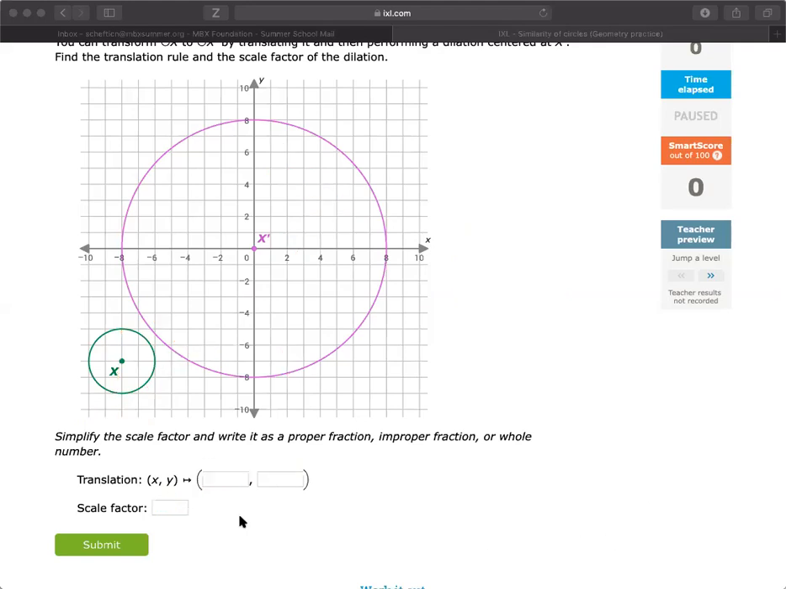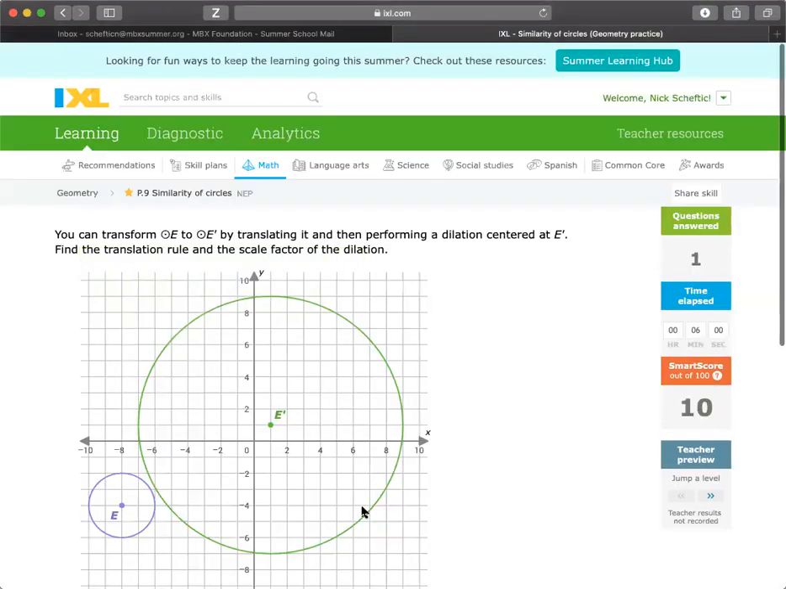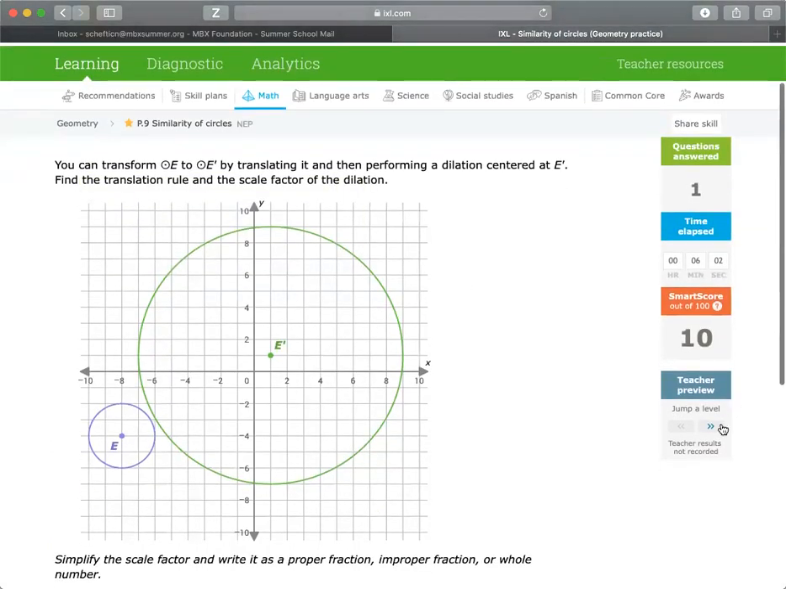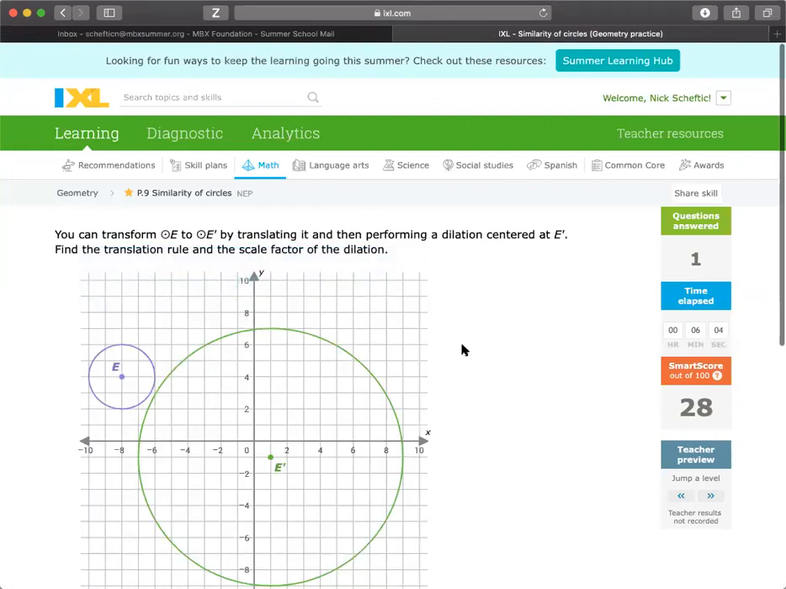Okay, so let's clear that out. I said Y plus 7. My scale factor is 4. All right, so let's look at the next one. Let's actually skip ahead a little bit.